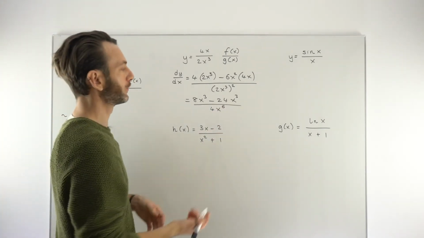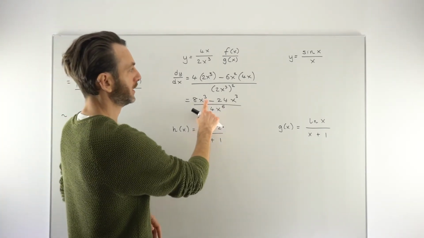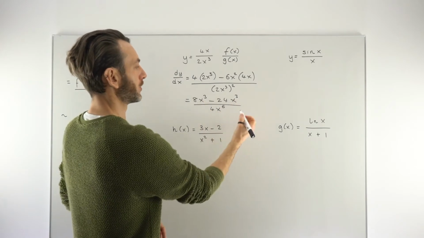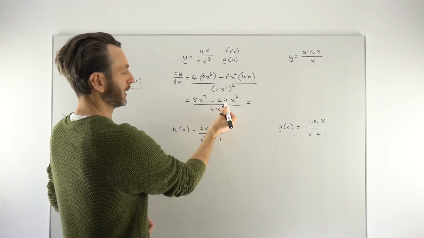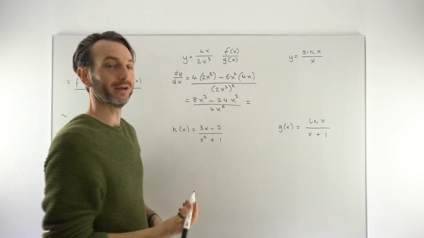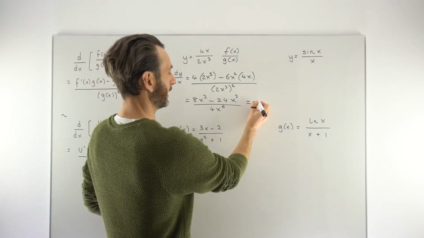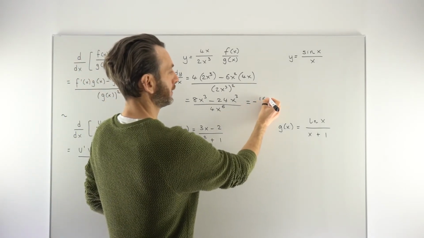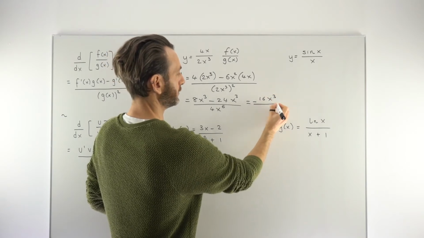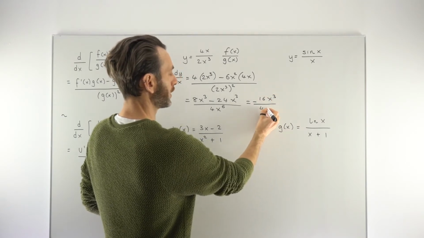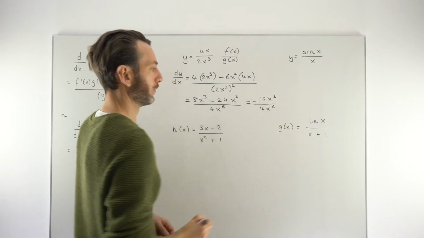And this one we go a little further. We've got an x cubed term here, we've got an x cubed term here, so we could subtract those. So it's 8 minus 24x cubed, so you just got to carefully count that up. So I think that's negative 16x cubed, and then all of that being divided by 4x to the power of 6.